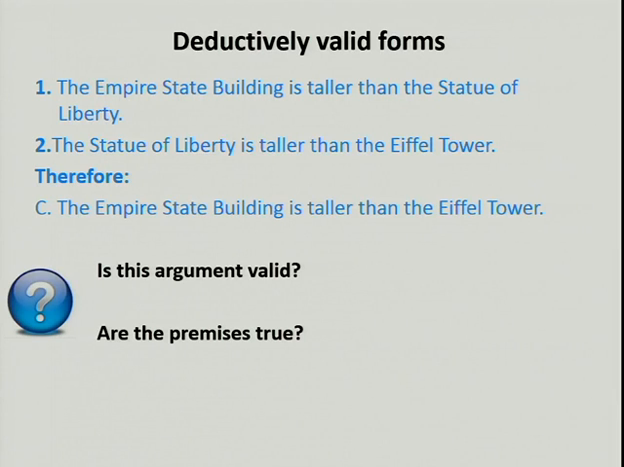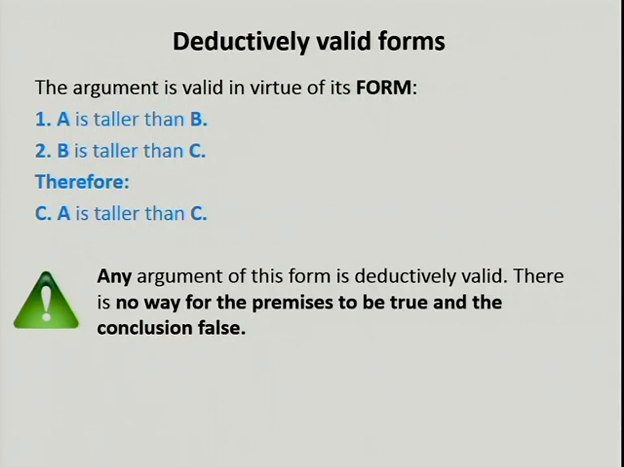The thing about this is that you don't really need to know that at all. If the premises were true, this would definitely be a valid form, just because of the way it's constructed here. It has exactly the form that we have encountered before: A is taller than B, B is taller than C, therefore A is taller than C. There is absolutely no counterexample, no way in which this might not hold.